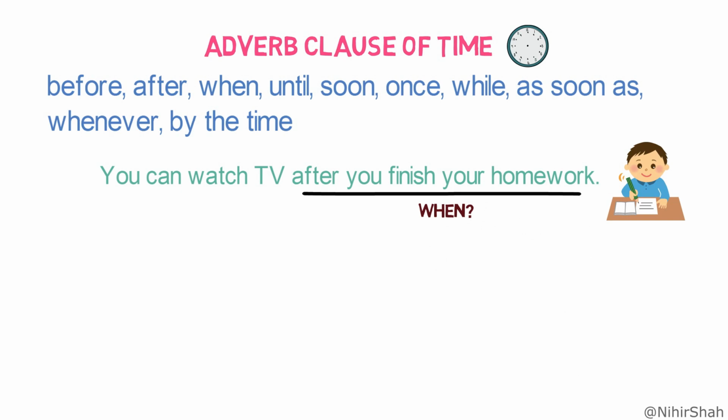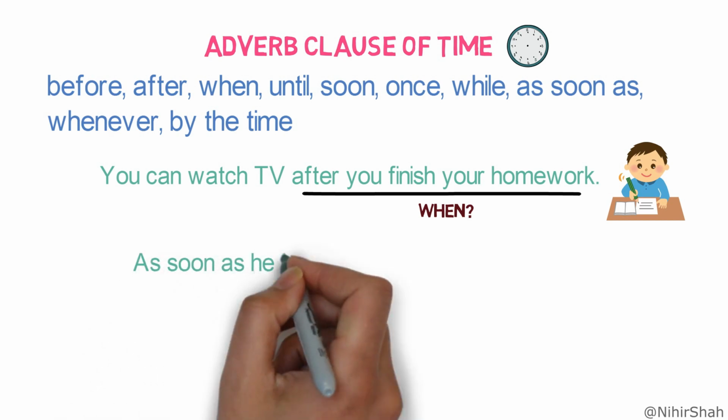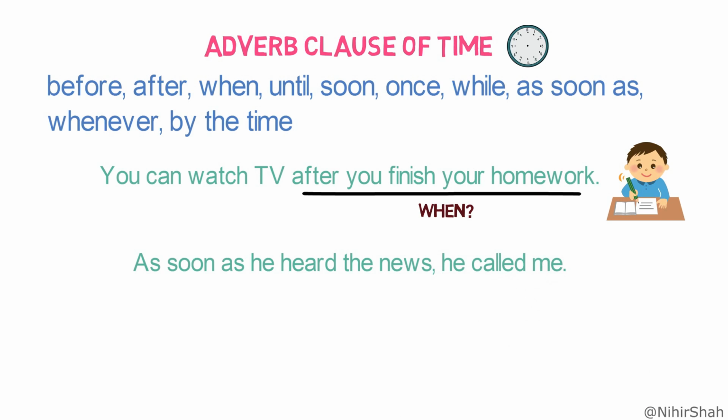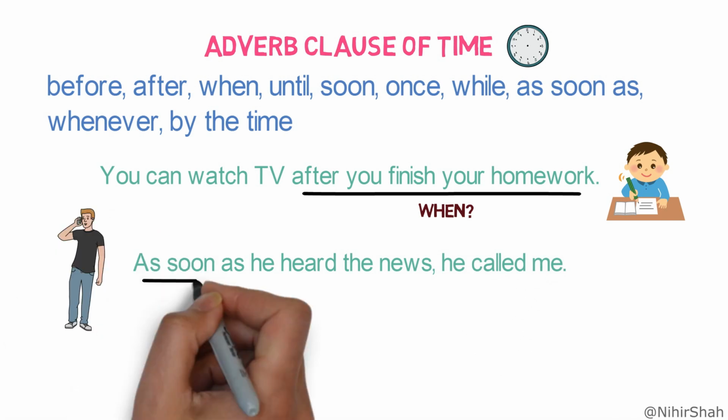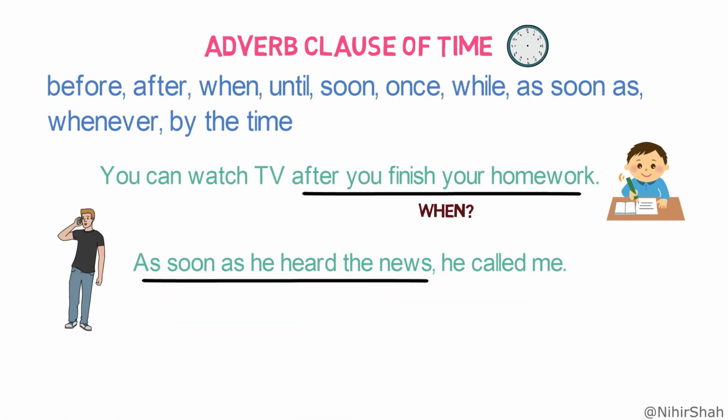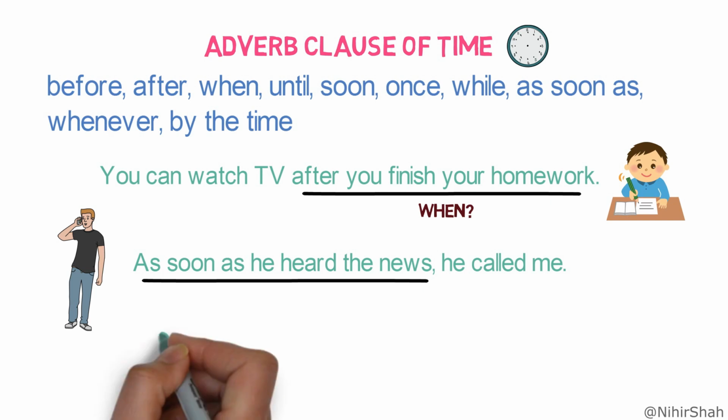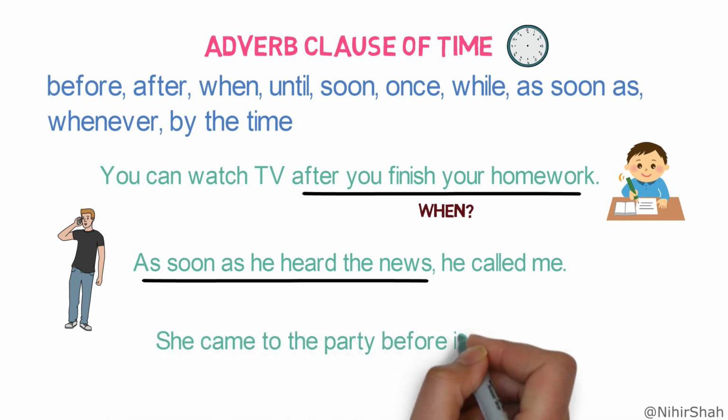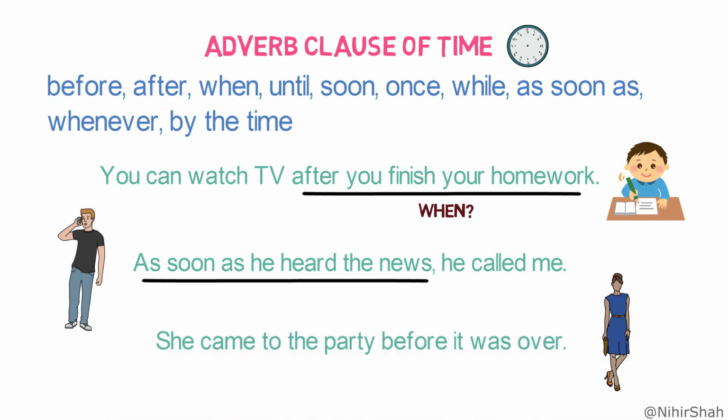Some more examples of adverb clause of time are: as soon as he heard the news, he called me. Here, as soon as he heard the news is an adverb clause of time. She came to the party before it was over. Here, before it was over is an adverb clause of time.